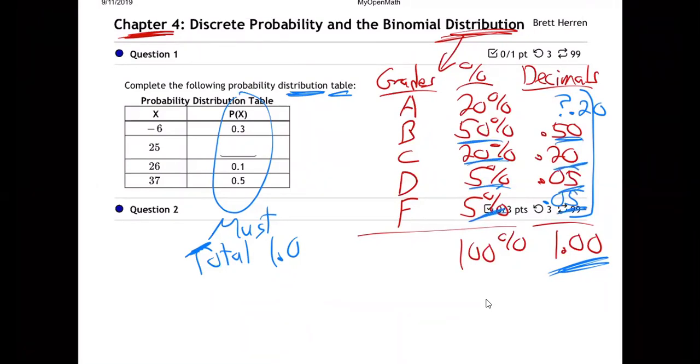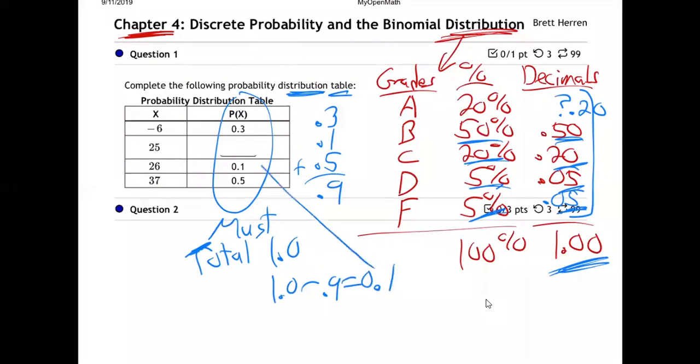Well, that's exactly what we do here. We just take 0.3, 0.1, and 0.5 and add them up. What is that, 0.9? At least on mine, it's 0.9. So then you take 1.0 minus 0.9, and you get 0.1. So this must be 0.1, at least on mine, because they have to add up to be 1.0. Does that make sense? Questions on that one?